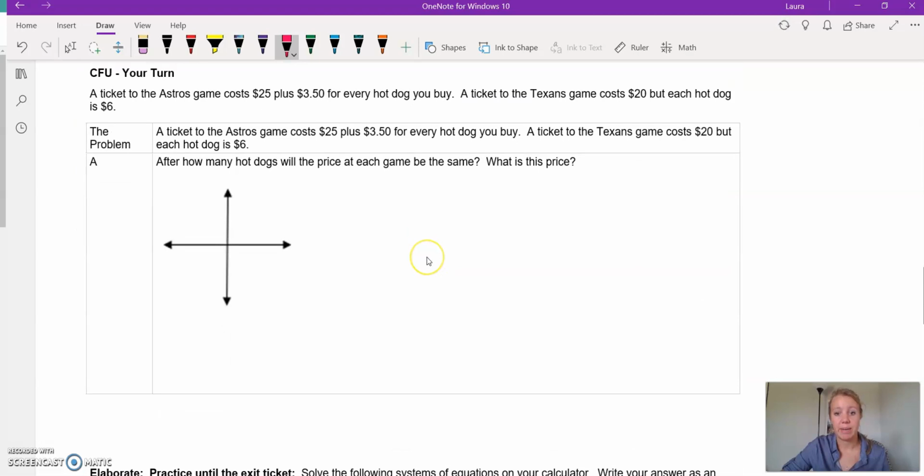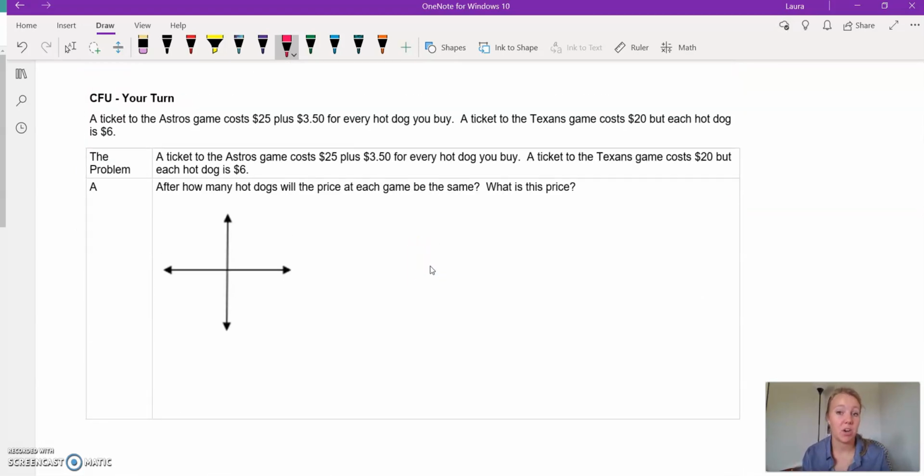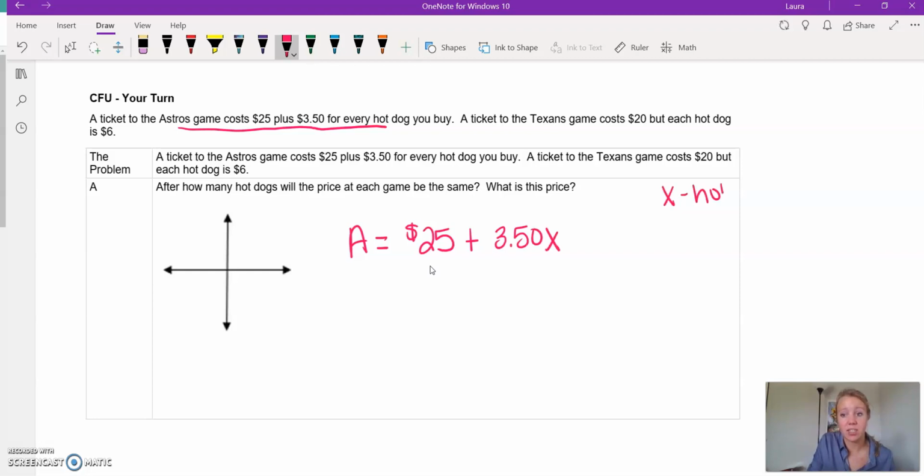So I want to do another example, a word problem that you're also going to see on this exit ticket. Say that you have an Astros game that costs $25 plus $3.50 for every hot dog. So I want you to think about a line here, right? For an Astros game, we're going to pay $25 regardless, plus $3.50 for every hot dog that I buy. However many hot dogs, I'm going to call x my hot dogs. For every hot dog that I buy, I'm going to multiply that by $3.50.